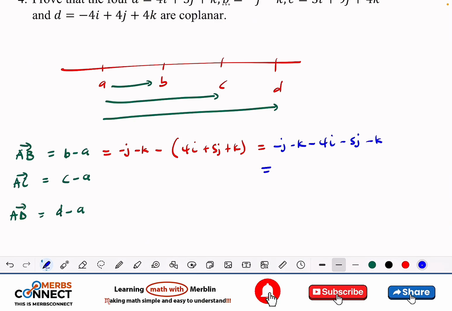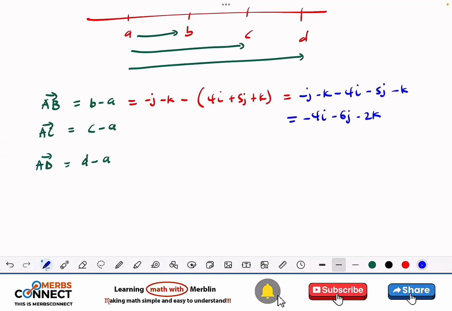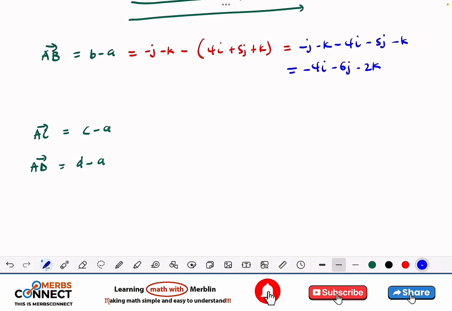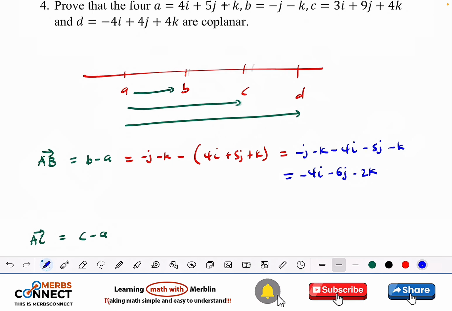So this is going to give us minus 4i minus 6j and then minus 2k. So that's what we are going to get for AB, right? Let's look for AC. So AC, C is 3i plus 9j plus 4k minus A, which is 4i plus 5j plus k.